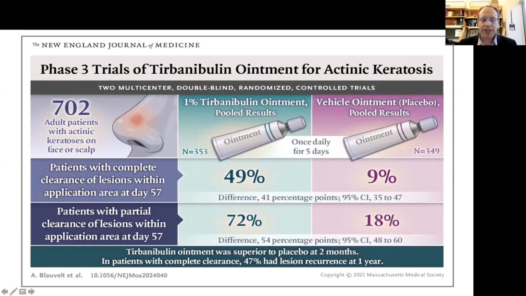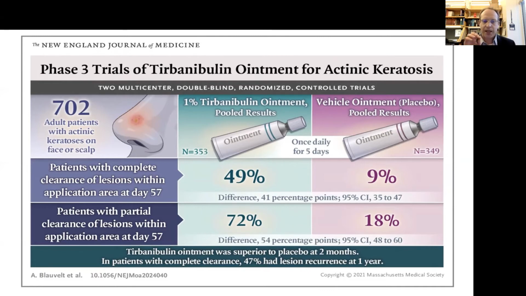And if we look at the patients that had partial clearance of lesions within the application area at day 57, 72% of the Tirbanibulin treatment group had partial clearance at day 57, compared to only 18% with the vehicle ointment, indicating that Tirbanibulin ointment was in fact superior to placebo at 2 months in this trial.